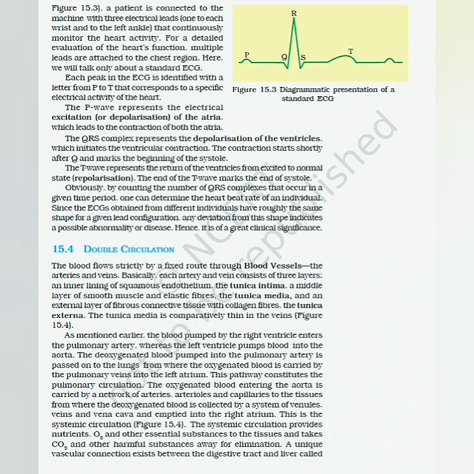The oxygenated blood entering the aorta is carried by a network of arteries, arterioles and capillaries to the tissues, from where the deoxygenated blood is collected by a system of venules, veins and vena cava and emptied into the right atrium. This is the systemic circulation.